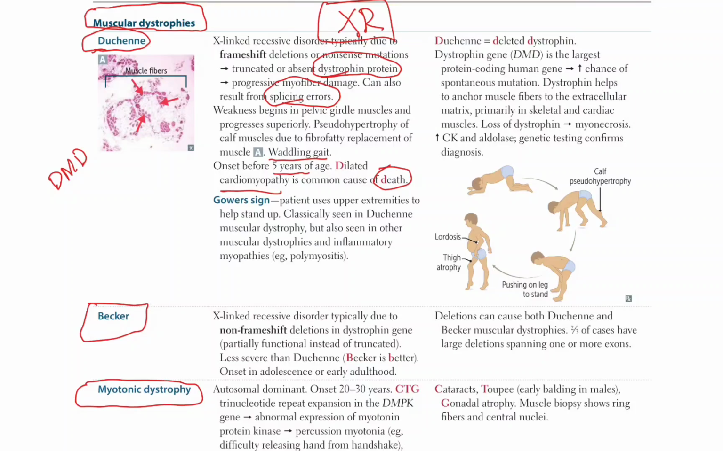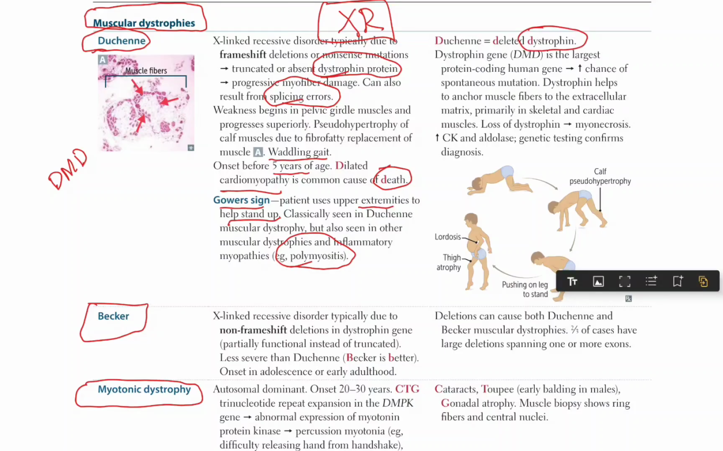The child is basically unable to stand up on his own. He puts pressure on his legs with his hands and then gets up. This is called Gower's sign. The patient uses upper extremities to help stand up. It is classically seen in Duchenne muscular dystrophy, but also seen in other muscular dystrophies and inflammatory myopathies like polymyositis. Duchenne is equal to deleted dystrophin.